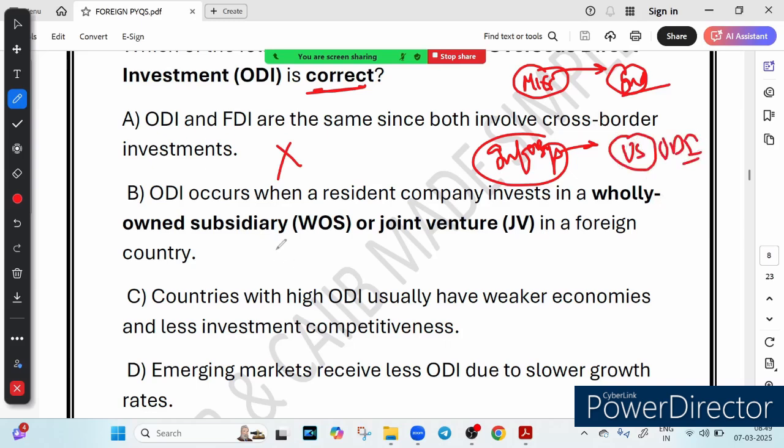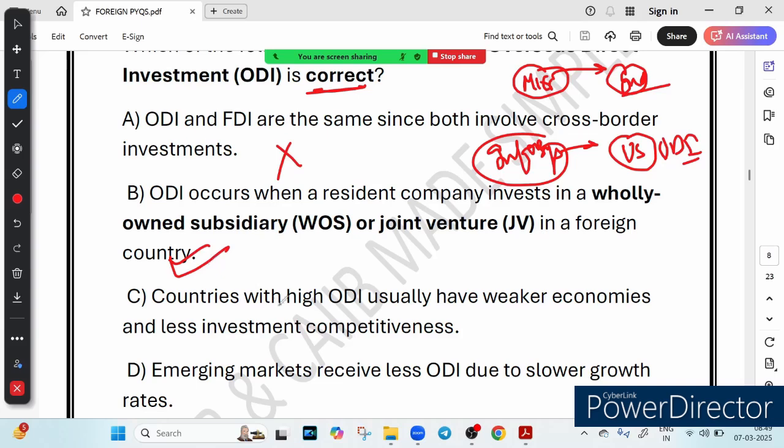Now option B, ODI occurs when a resident company invests in a wholly owned subsidiary or joint venture in a foreign country. This option states that ODI occurs when a resident company invests in a WOS or JV in a foreign country. This is correct because ODI allows companies to expand their operations by setting up or investing in businesses abroad.